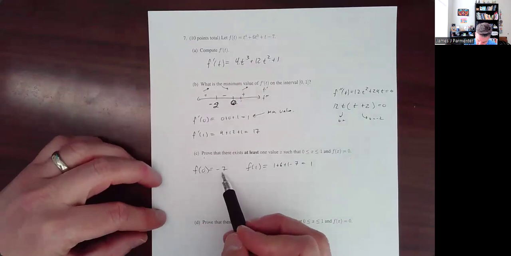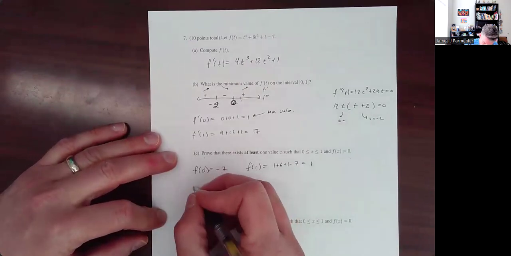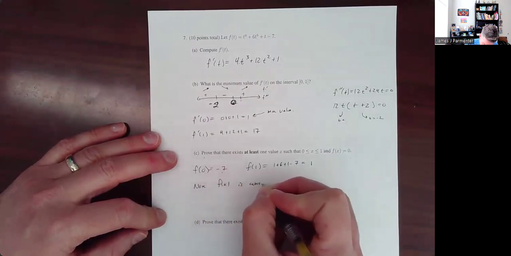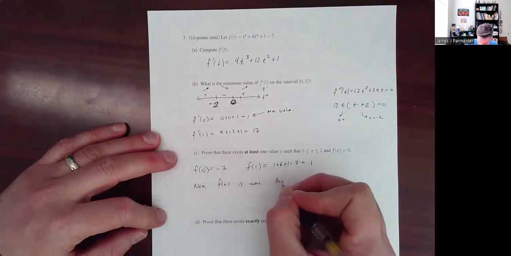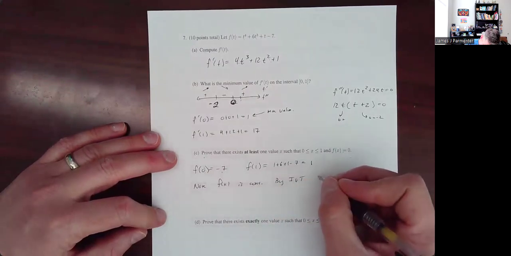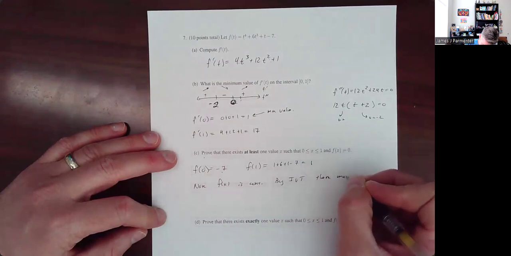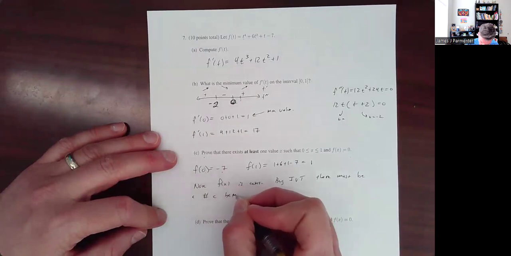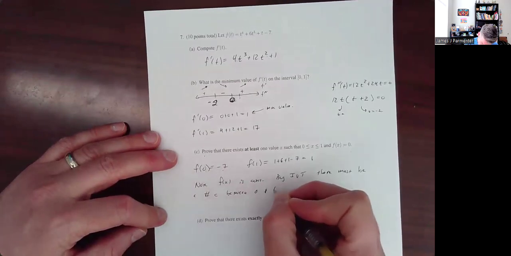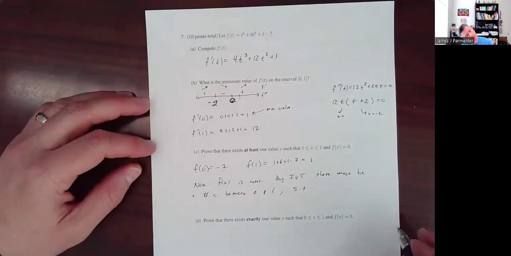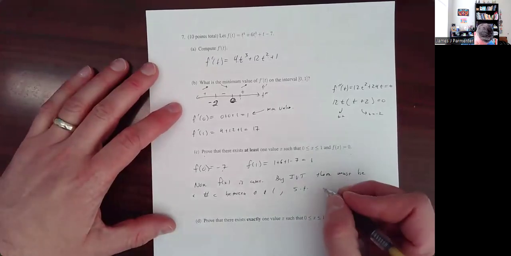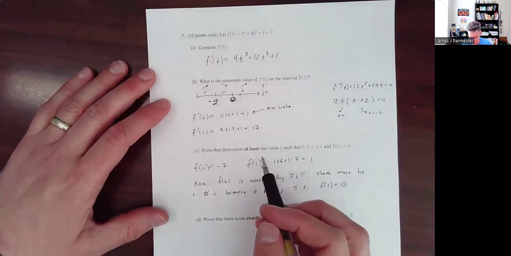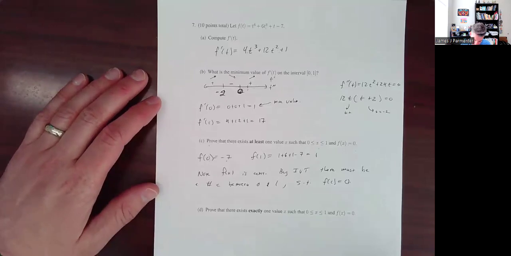Since f goes from a negative number to a positive number, and note, f of x is continuous, by the intermediate value theorem, there must be a number c between 0 and 1 such that f of c is equal to 0. And that's what they want. They want at least one value x, we're calling it c, so that f of x is equal to 0.